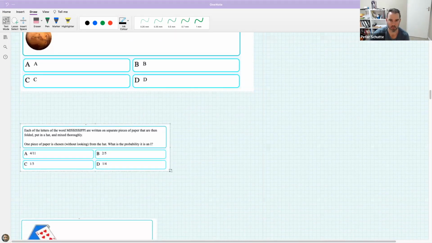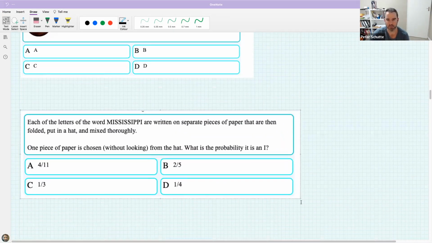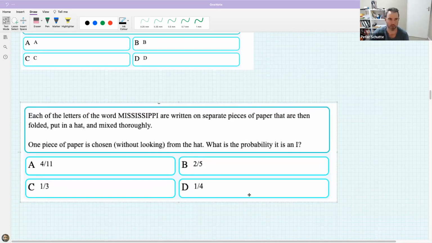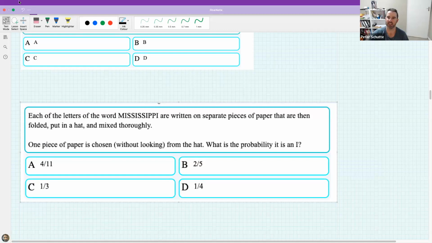Okay, let's keep rolling. Let's do another one. This is a word probability problem. So you're given the letters of the word Mississippi, and you write each letter on a separate page. You put them in a hat, and you take out one without looking. What's the probability that you get an I? What is the probability that you get an I?